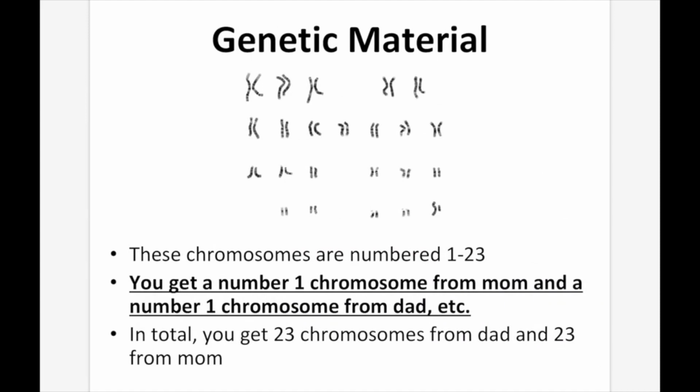Genetic material. These chromosomes are numbered 1 to 23. You get a number 1 chromosome from mom and a number 1 chromosome from dad. So for instance, that would be number 1, and that would be number 1. So this one might be mom 1, and this one might be dad 1. This would be mom 2, and this one would be dad 2, etc., all the way through. In total, you get 23 chromosomes from dad and 23 from mom.